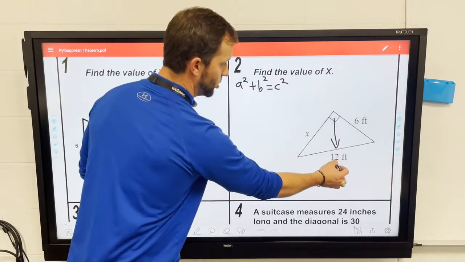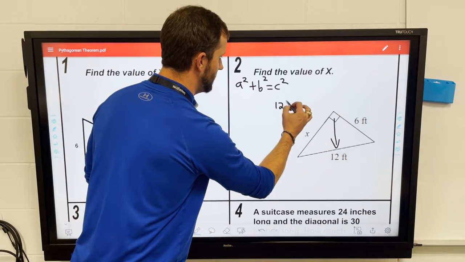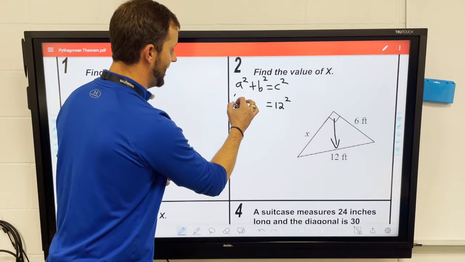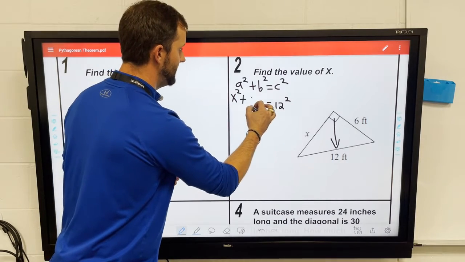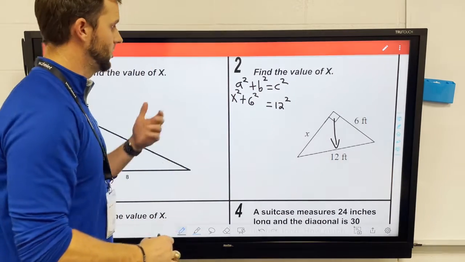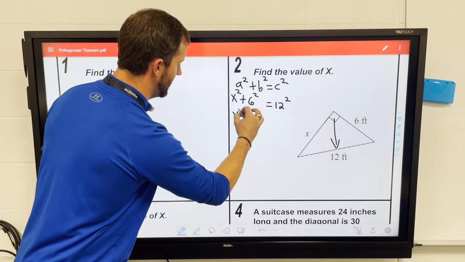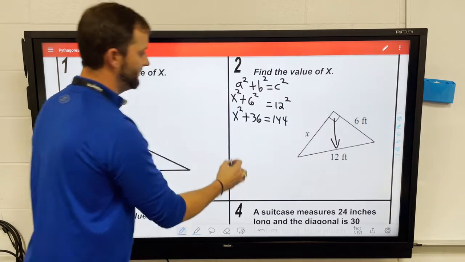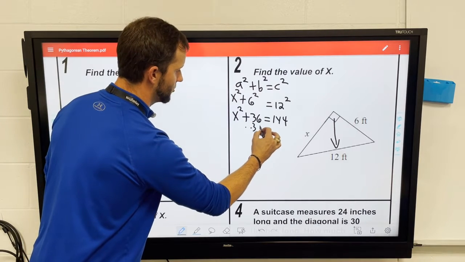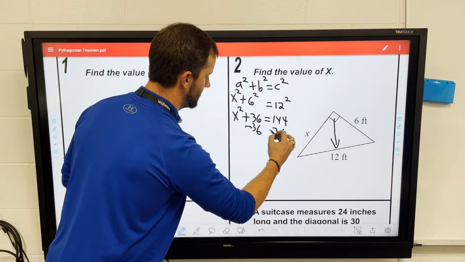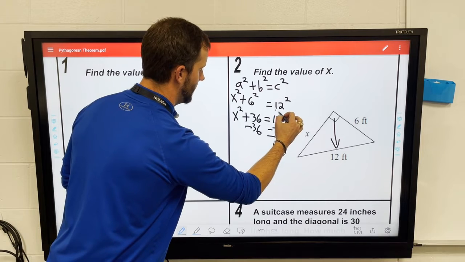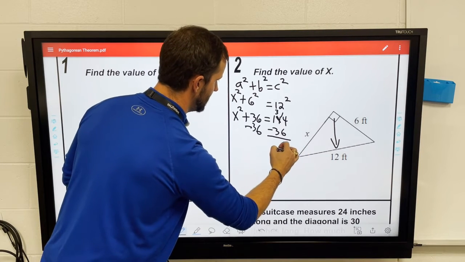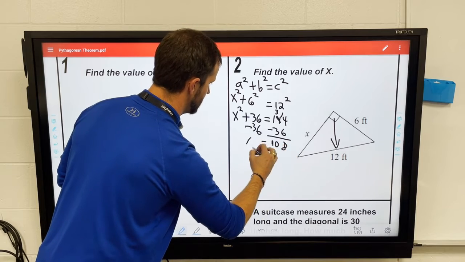So right now, I know 12 is the c, so I'm going to put 12 squared, and then I'm going to plug in the other two where they go. I'm going to make a into x, and I'm going to turn b into 6. So here we go. That's going to give me x squared plus 36 equals 144. If I want to get the x by itself, I have to subtract 36 on both sides. So 144 minus 36 should give me 108.